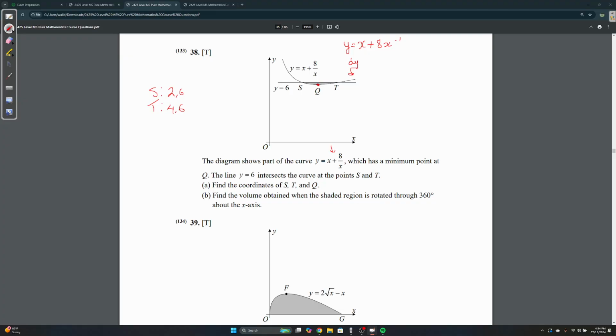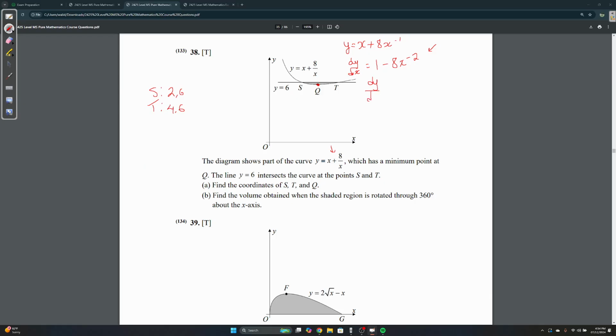dy over dx is going to be equal to what? The derivative of x is just 1. Minus 1 times 8 is minus 8, x to the power reduced by 1 becomes minus 2. So you get this. This is your derivative, right? To find the turning point, what do you do? You always equate your derivative to 0.